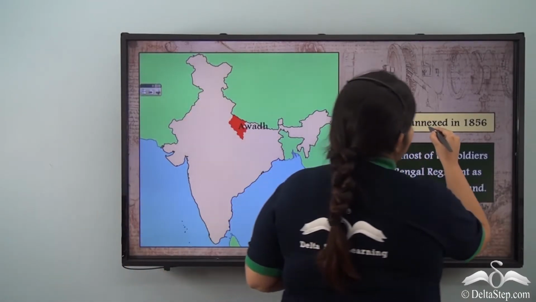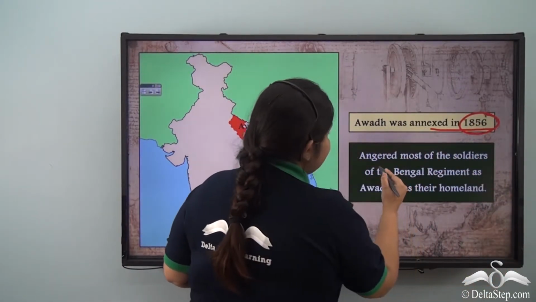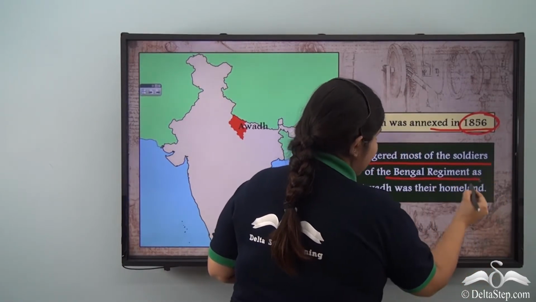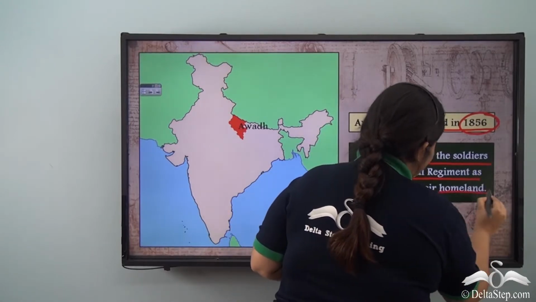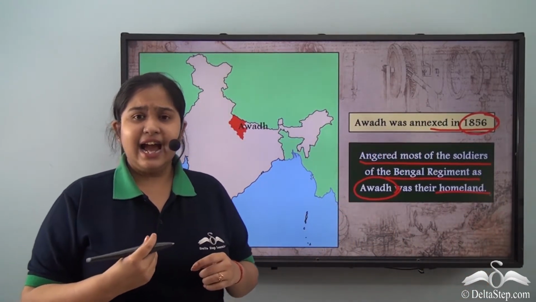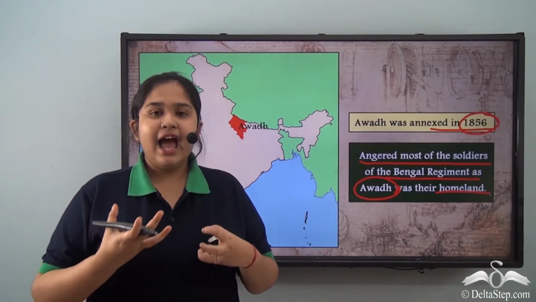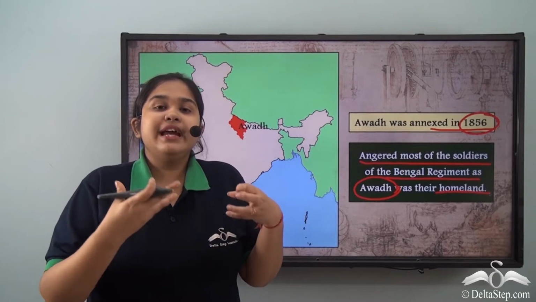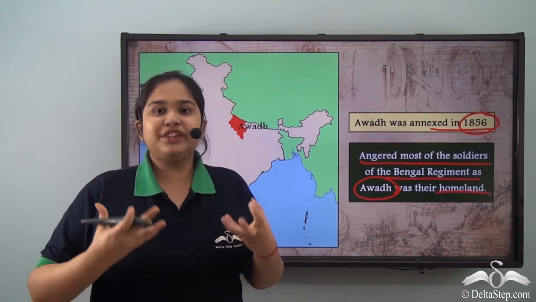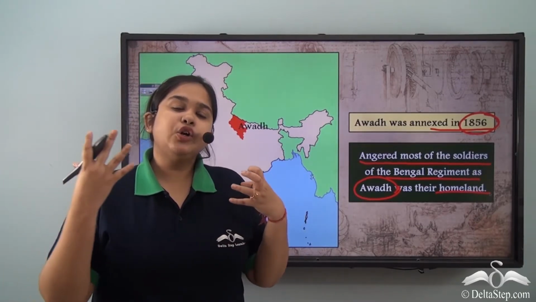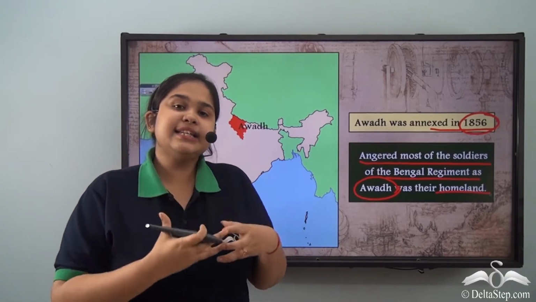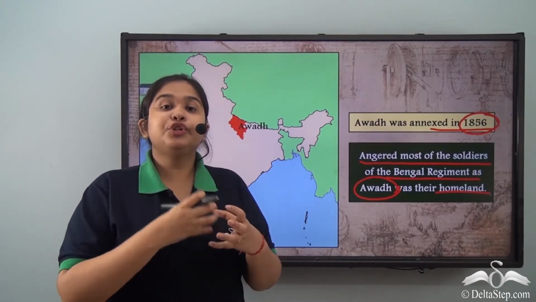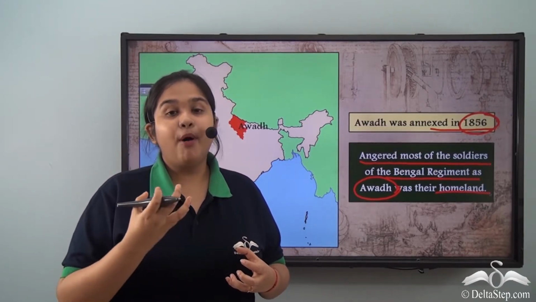So when Awadh was annexed in 1856, we see that the soldiers in the Bengal regiment were angered, and Awadh was their homeland. So you can very well understand, when Awadh was taken away and Wajid Ali Shah was deported to Calcutta, to Bengal, they were instantly outraged as to how a colonizer could take this kind of decision. How could the colonizer have such a power to deport the then Nawab of Awadh?